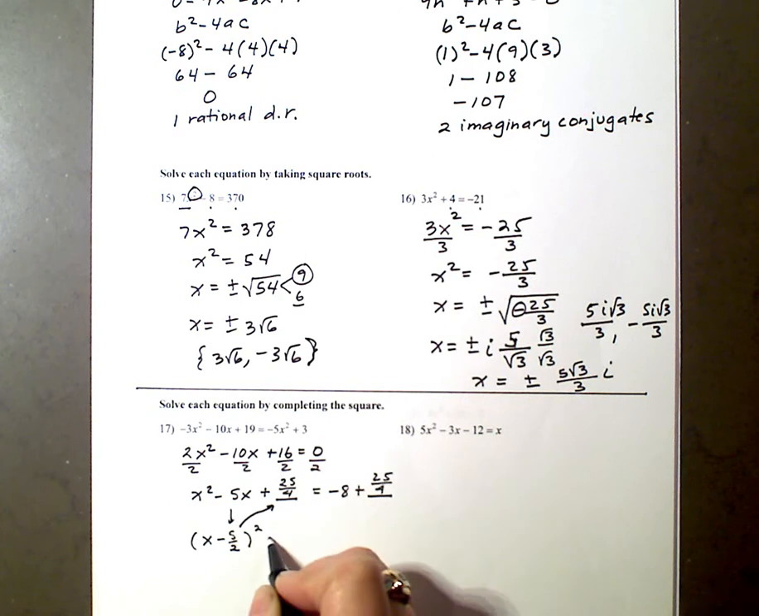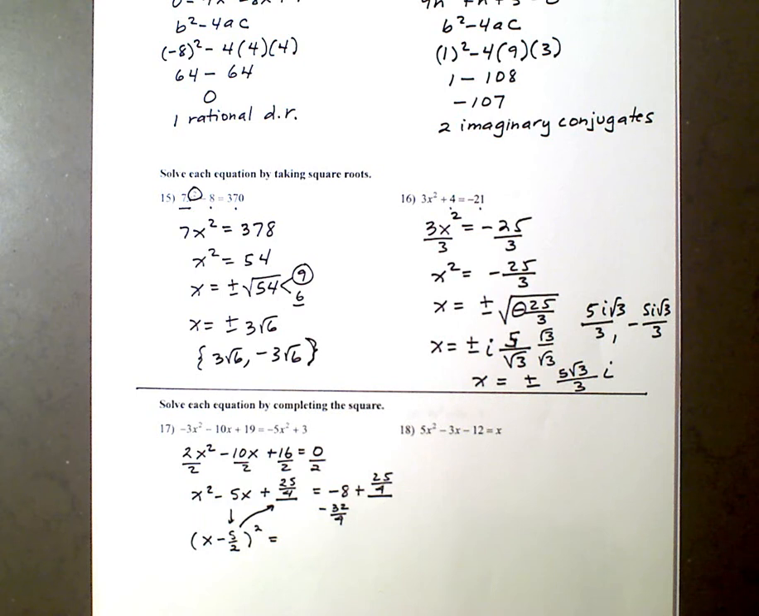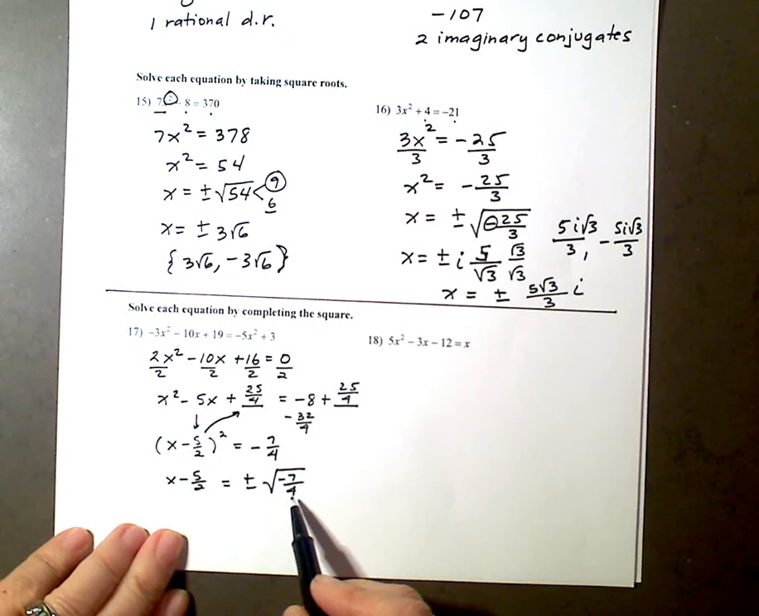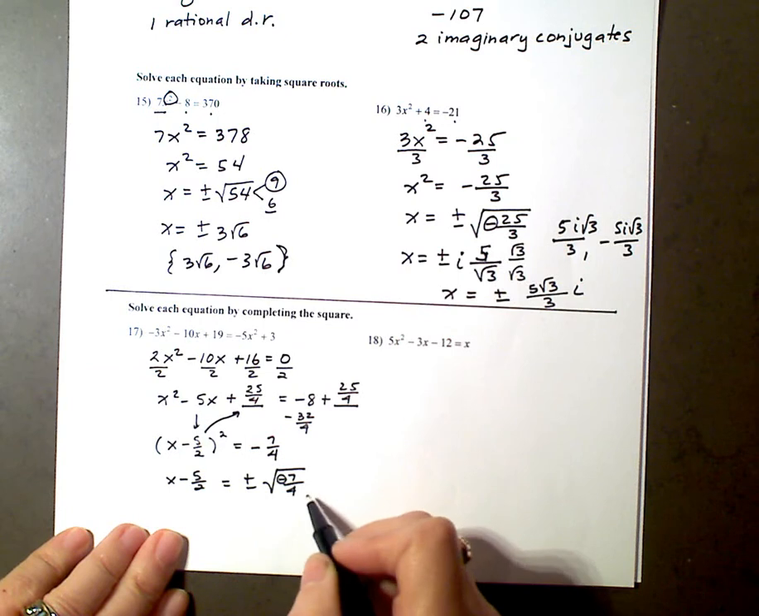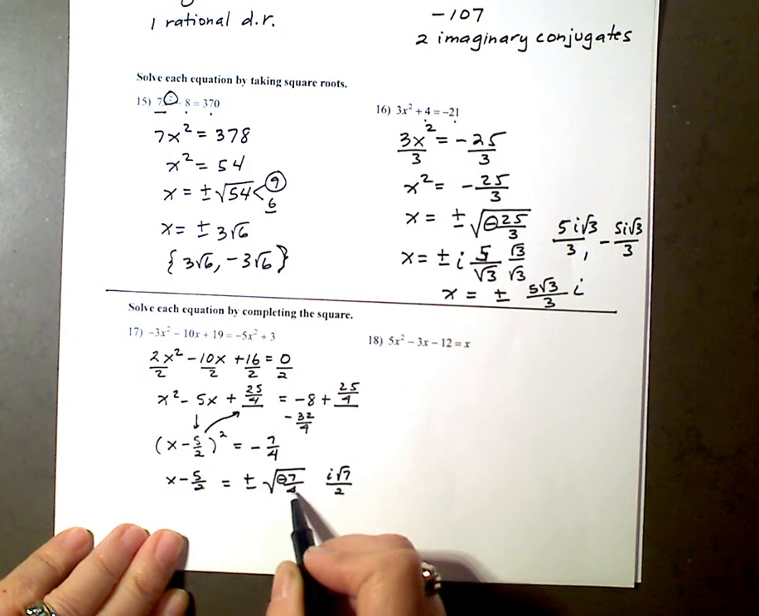So now on the right side, to simplify, I'm going to add negative 8, which is negative 32 fourths, with the 25 fourths, and that gives me a negative 7 fourths. So now taking the square root of both sides, positive or negative square root of negative 7 fourths. I can see that this is the same as square root of negative 7 over square root of 4. So I'm going to get a rational 2 in the denominator, because this is the same as i root 7 over 2, because the square root of 4 is 2.